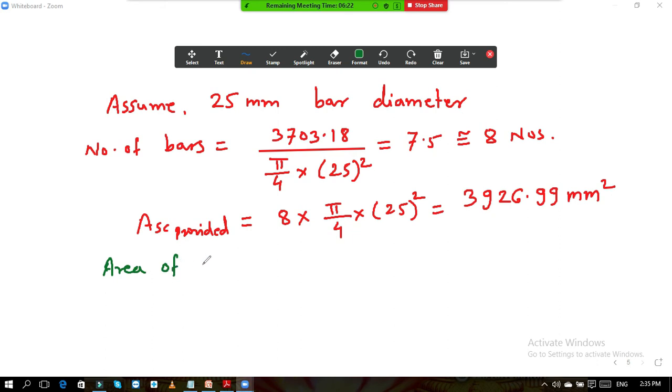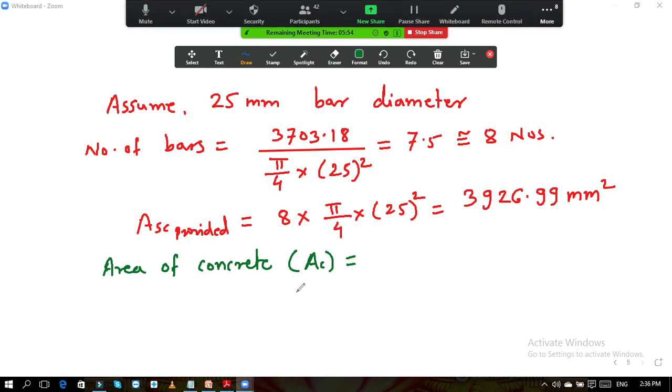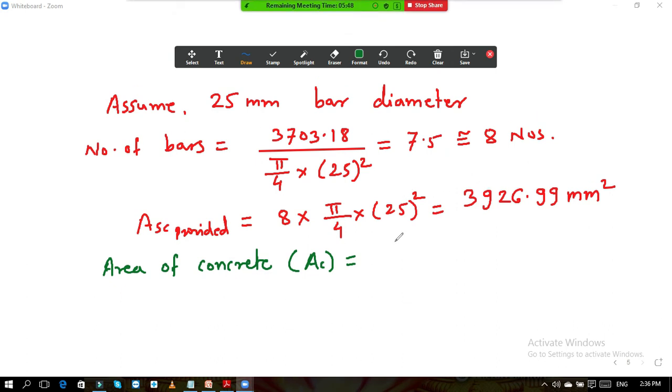Calculate area of concrete, Ac. What is the area of concrete? Tell me. Subtract the area of steel from the total area and you will get the value of area of concrete, because a column is made up of concrete and steel. Total column is made up of concrete and steel. So it is 246296.99 mm square. This is your area of concrete.